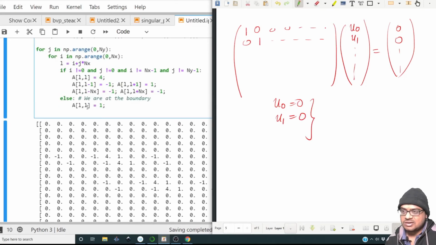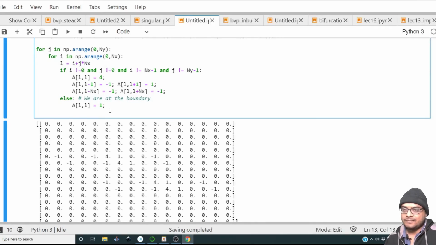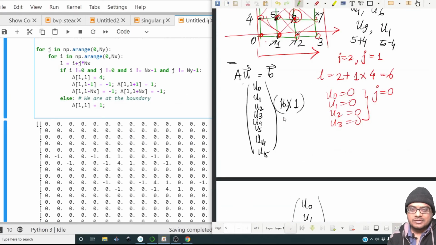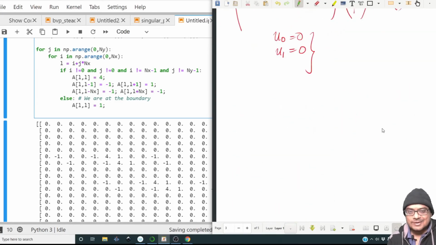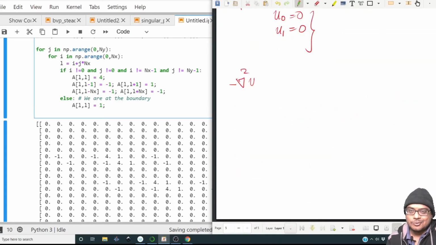You just need to assign A[linear index, linear index] equal to 1. That's it. So now we are at the boundary, and we have put in the boundary conditions as well. But we have forgotten to create the right hand side matrix. By right hand side matrix, I mean this matrix B. So what is B? We've just written the discretization inside A. So what we have is minus the Laplacian of u is equal to whatever function was there.